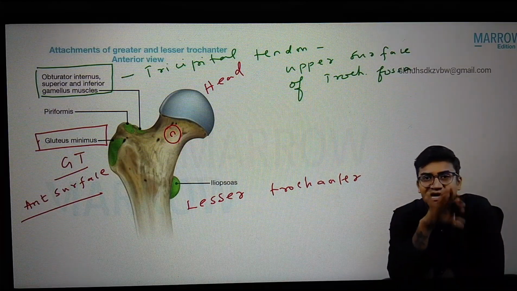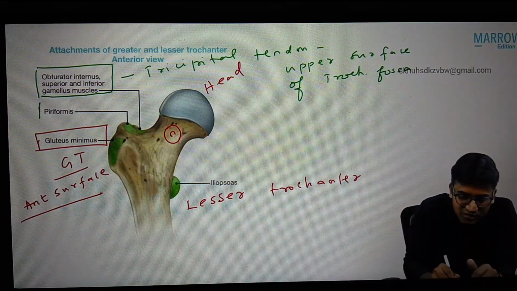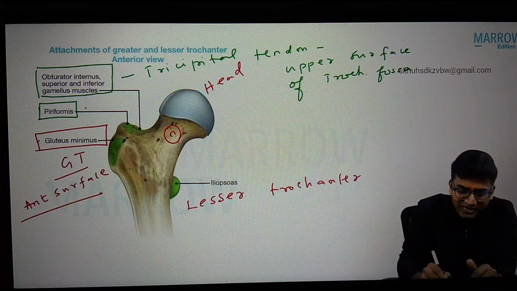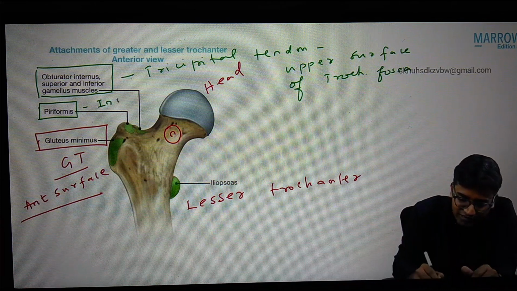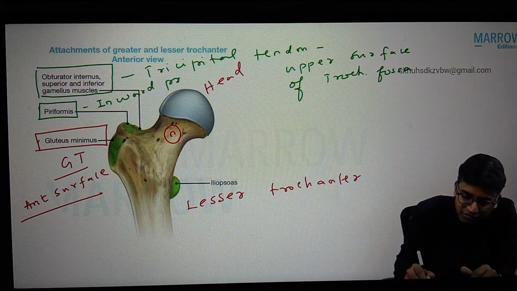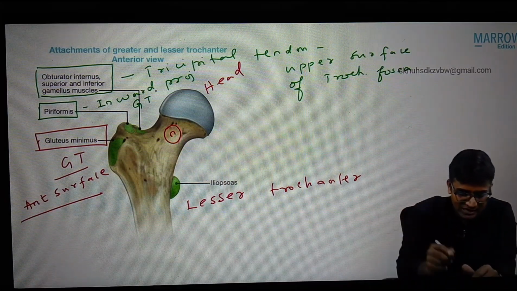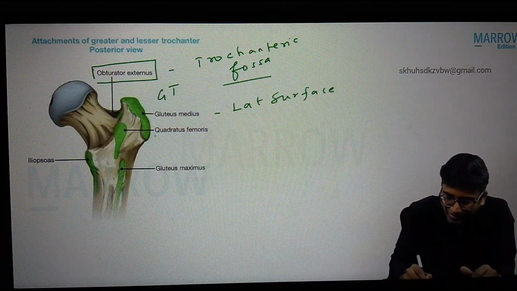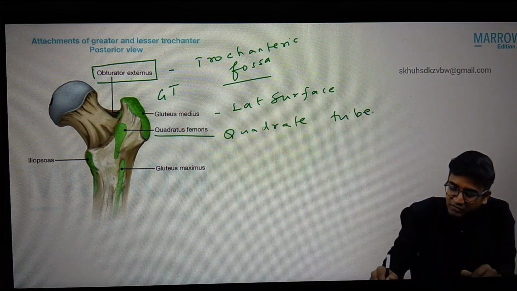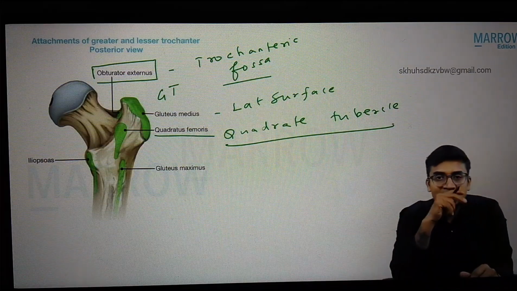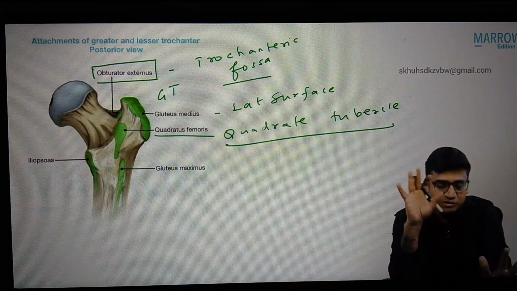The greater trochanter has an inward projection. The inward projection is due to attachment of which muscle? Piriformis muscle. So piriformis muscle is attached to the inward projection of greater trochanter. And last one, your quadratus femoris is attached to quadrate tubercle, a separate tubercle for this muscle. Now these are small muscles present under the cover of gluteal region and their attachment to femur.